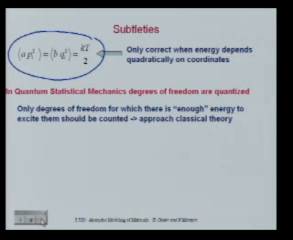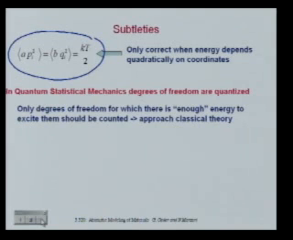If you go far away, it starts to see non-quadratic behavior. This will not be true anymore. Okay, and the same thing for the velocities. But there's maybe a more important subtlety.